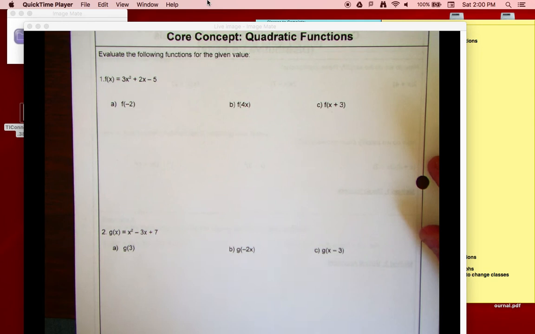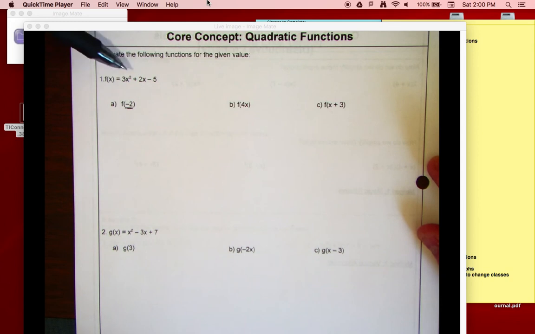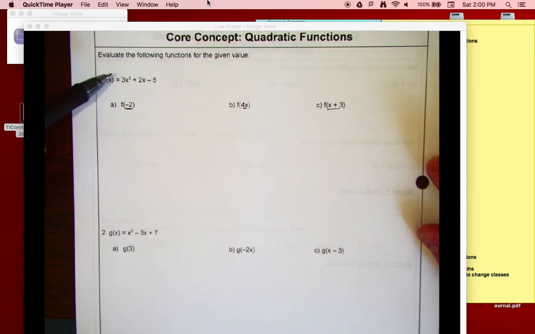So here we go. If we have this first situation here in part A where it says f of negative 2, what that means is we need to take negative 2 and plug it in for x into our function. So all this is a substitution. Anytime you see something inside of the parentheses, that is what you're going to substitute into the original function in place of x. Everything else is going to stay the same.